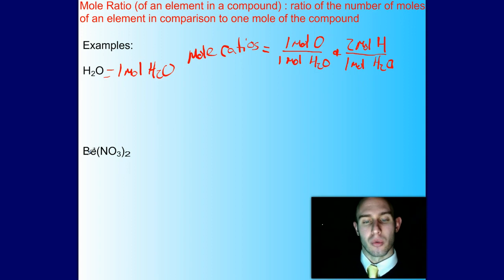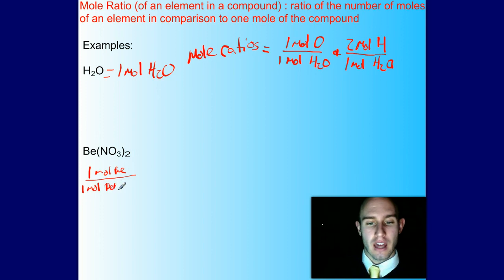Let's look at this example: Be(NO3)2, with a subscript on the outside. If I were to write a mole ratio for Be(NO3)2, I would say there is 1 mole of Be, beryllium, per 1 mole of Be(NO3)2. The reason is that if you look at the compound, the subscript there is 1, so it's 1 mole of beryllium per the entire compound.